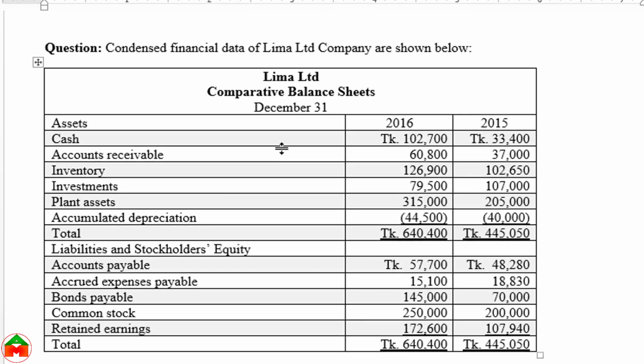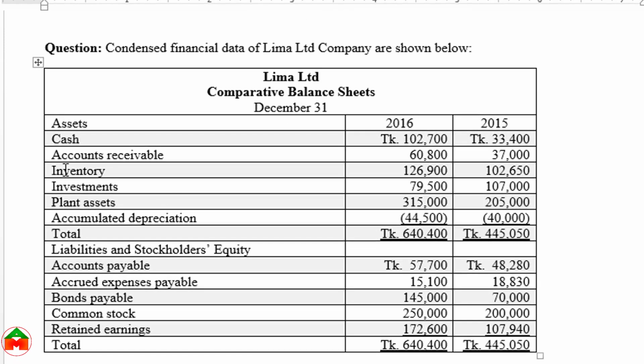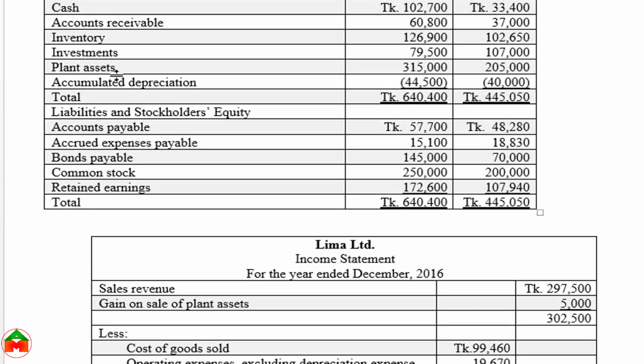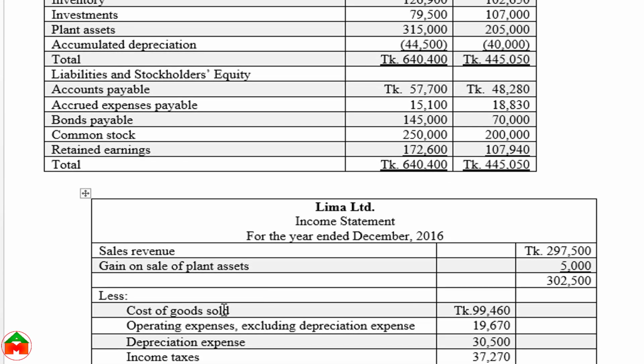So for inventory we will go to the comparative balance sheet. Here you can see the amount of inventory in 2015 is 102,650 and in 2016 the amount of inventory is 126,900. So clearly we can see there is an increase in inventory. So this increase should be added to the cost of goods sold. Let's see the calculation practically.